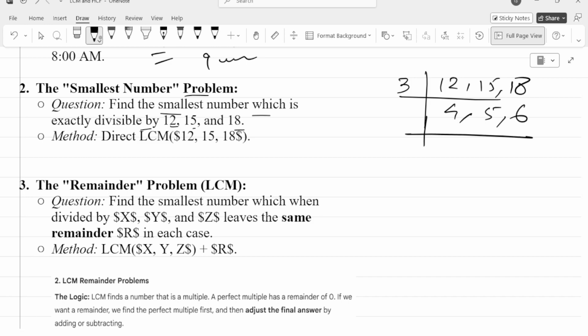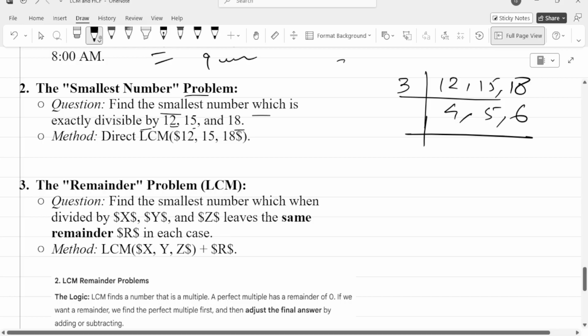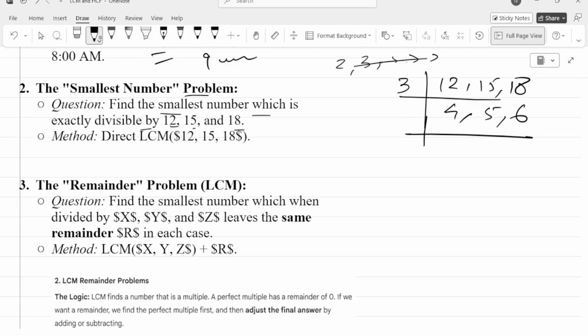You can always take the long method, prime factorization, in the order 2, 3, 5, 7. But I am experienced and I know how to show the numbers clearly, so I directly took the greater values for time saving. 3 fours are 12, 3 fives are 15, 3 sixes are 18.